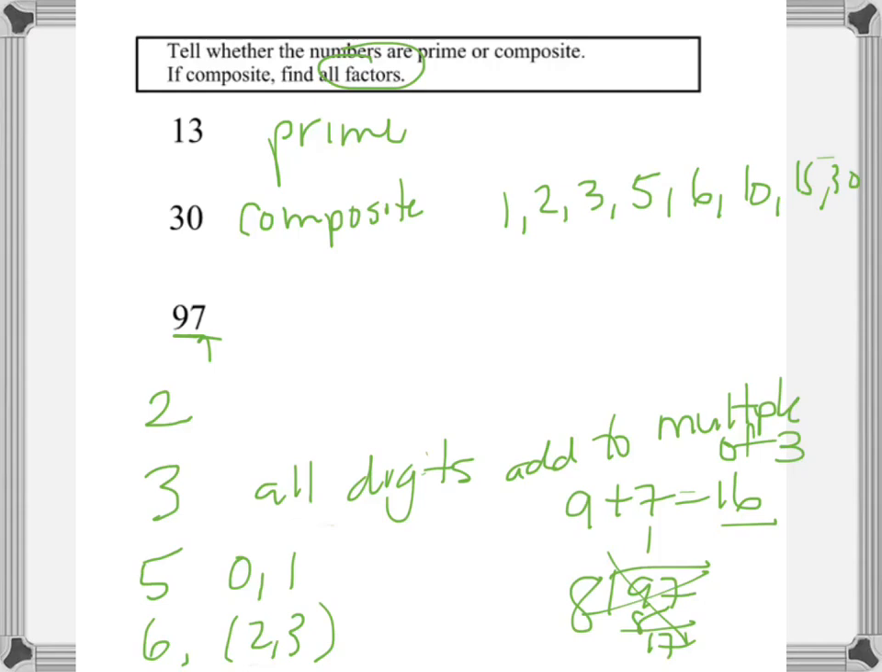And then for 9, I check 7, I also have to check. So let's see, that goes into it once. That's 7 and 27. 7 doesn't go into 27 evenly. So no, it's not divisible by 7.